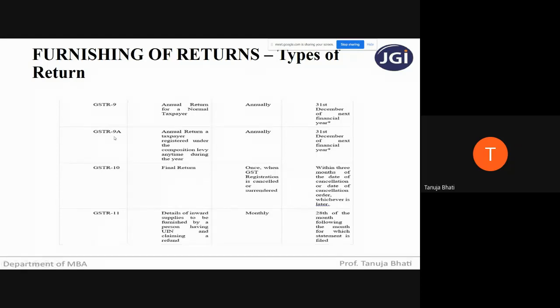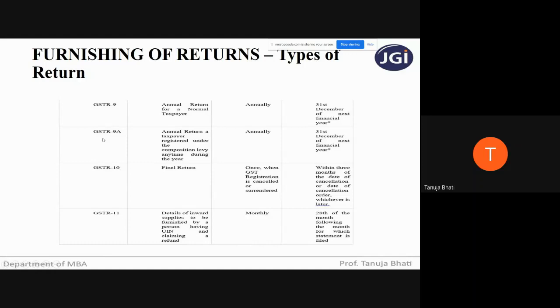Now GSTR 9A is an annual return that is to be filed by the taxpayer who has registered under the composition levy. So who is a normal taxpayer? When I talk about it, it means except the composition scheme, except the input service distributor, except the non-resident taxable persons, except whoever is deducting TDS.